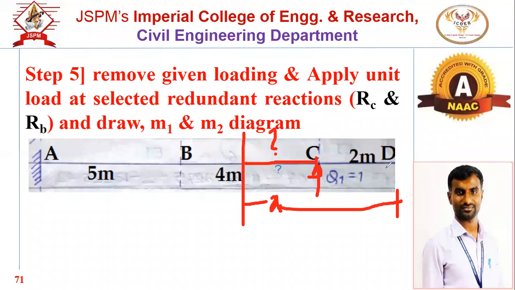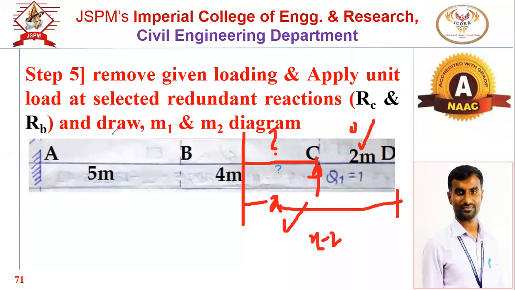If this total is x and this is 2 meter, this is x meter. So what will be this question mark distance? x minus 2. Yes, very good. Anti-clockwise, 1 into x minus 2. Correct, x minus 2. For the first it will be 0.